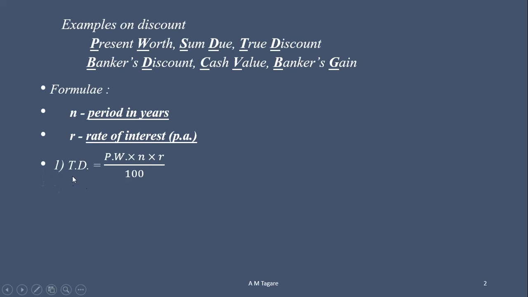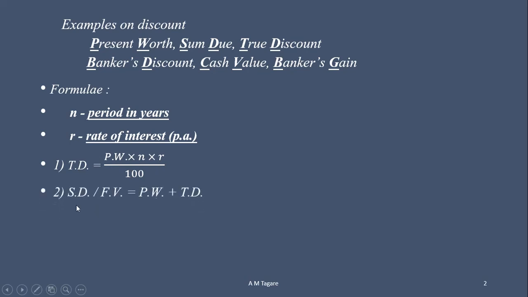First formula is for true discount. Here true discount we denote by TD. Now true discount is calculated on present worth. So true discount is equal to PW into N into R upon 100.